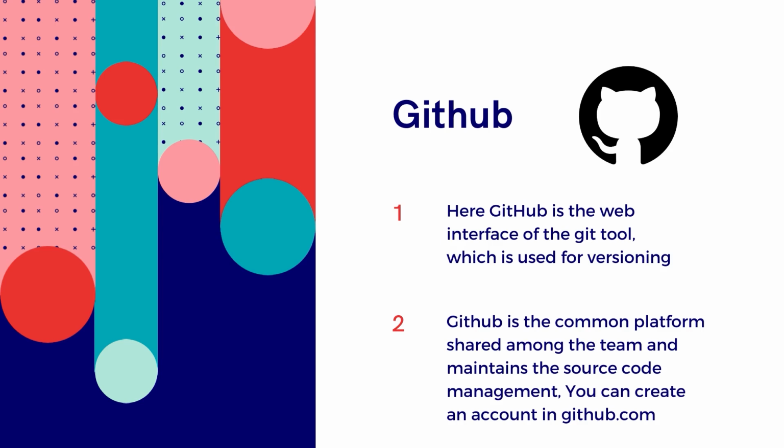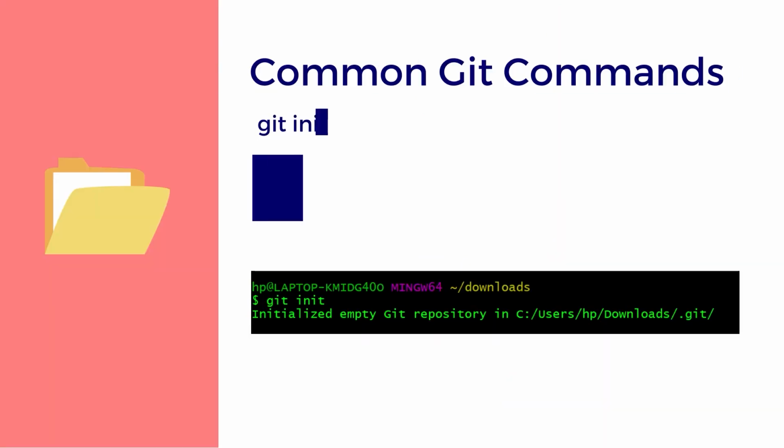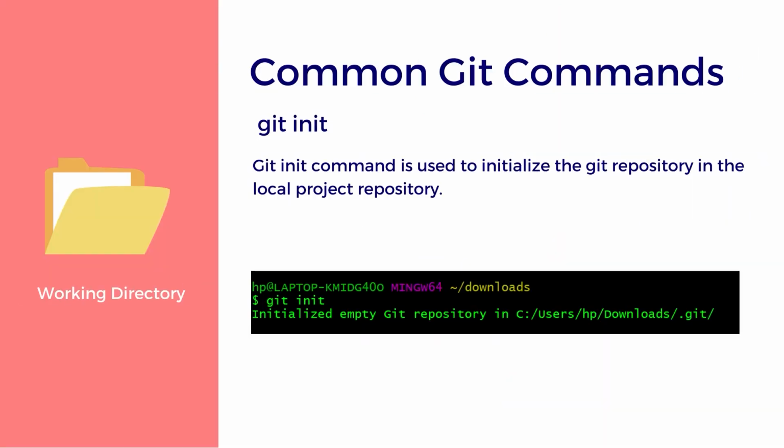Till now, we tried to understand Git and how it works. Now, we will learn about the commands used for version control, starting with the initializing command, git init. The git init command is used to initialize the Git repository in the local project repository. Here in the screenshot, we can see that Git is initialized in an empty repository, and this is how we can convert our project directory to a working directory.